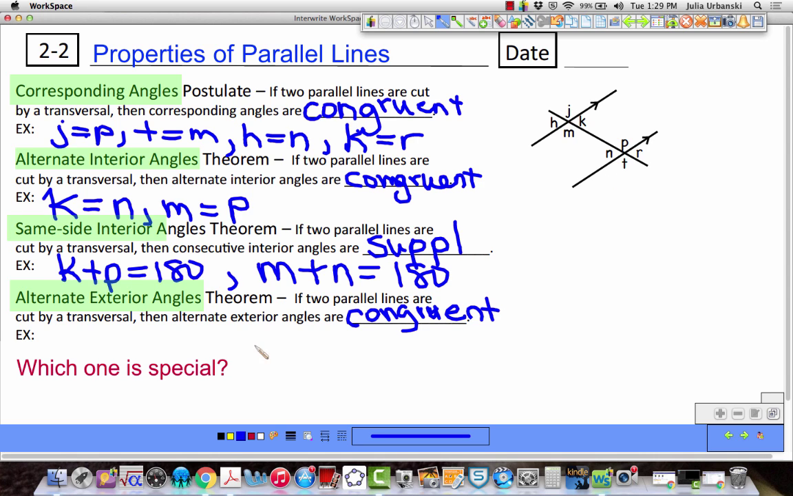J is equal to T because it's on the opposite side and they're in the exterior. J equals T. And what's the last one? H and R. H is equal to R. Make sure you stay in the exterior. H is equal to R.